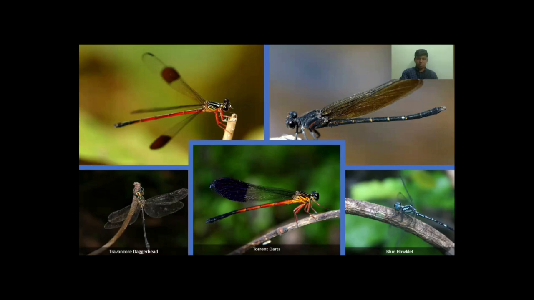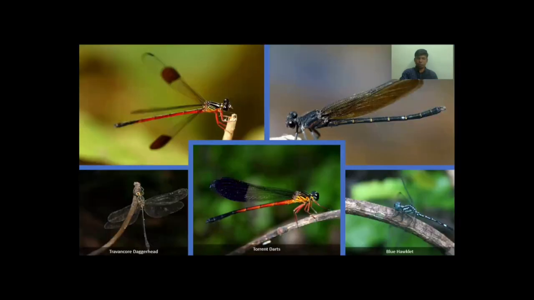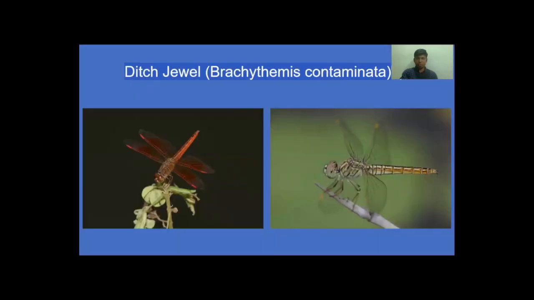These are some pretty-looking dragonflies and damselflies found in the deep forest, like the daggerhead, torrent darts, and blue hawklets. But these ditchjewels, where do you find them? Mainly along polluted rivers. So we can decide which one we want. Do you want these colorful, beautiful dragonflies and damselflies, which prefer very good fresh water, or do you want the ditchjewel?